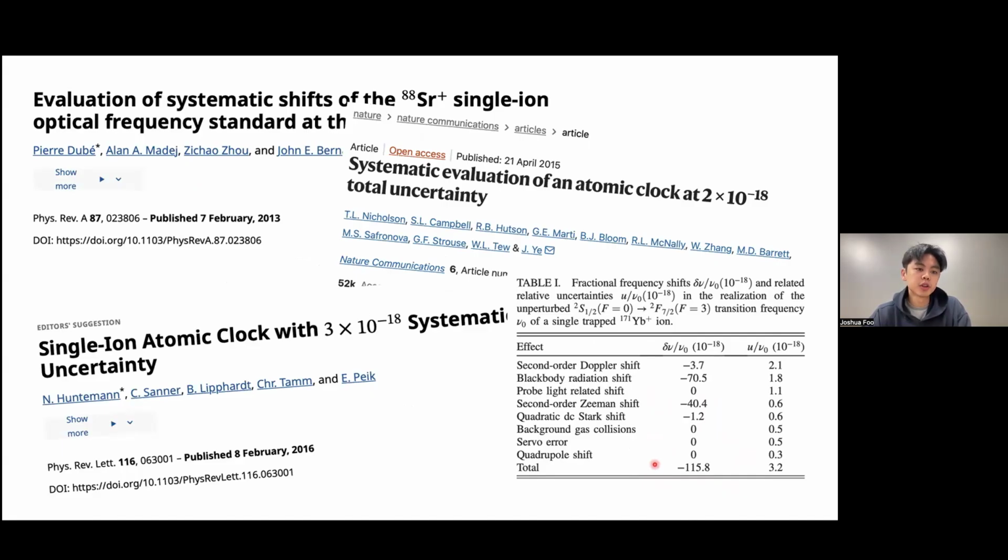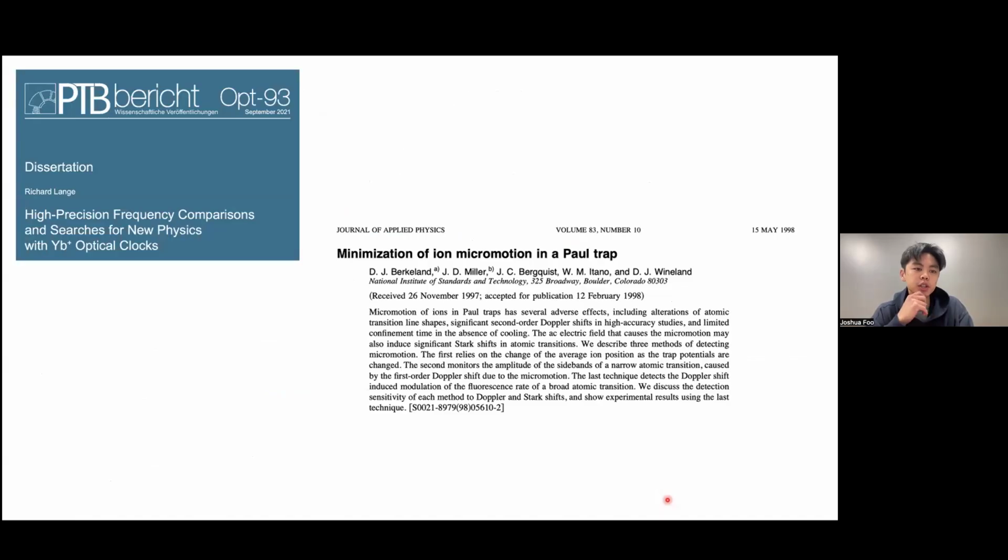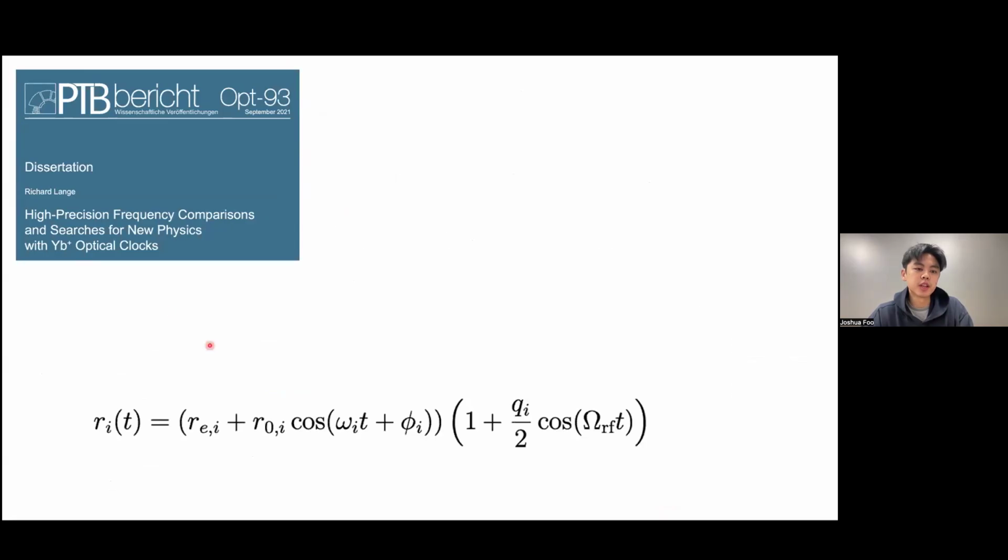And it's interesting because the experimentalists usually derive this shift in nearly purely classical terms. So these derivations can be found in the early papers by David Wineland's group, but this thesis by Richard Lang spells out the key ingredients very clearly. Essentially, you can start with some classical equation of motion for the ion's position in the presence of oscillating electric fields used to trap the clock.